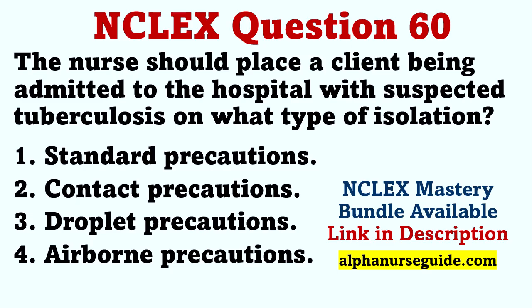The correct answer is 4. Airborne precautions prevent transmission of infectious agents that remain infectious over long distances when suspended in the air. The preferred placement is in an isolation single client room that is equipped with special air handling and ventilation, a negative pressure room, or an area that exhausts room air directly outside or through HEPA filters. HEPA filters should be used if recirculation is unavoidable.